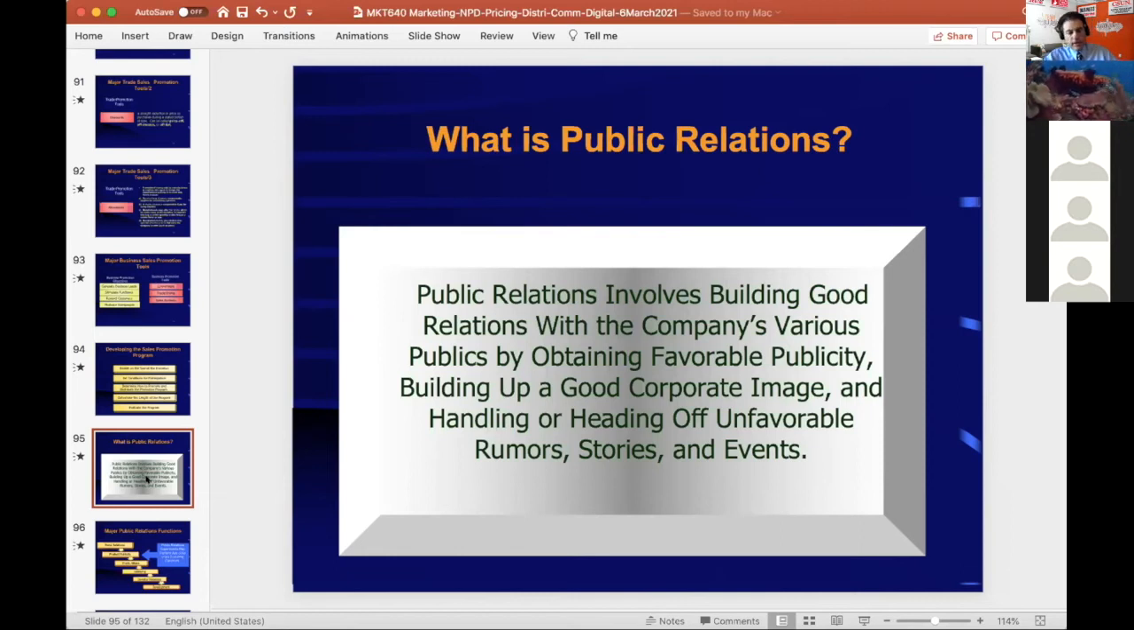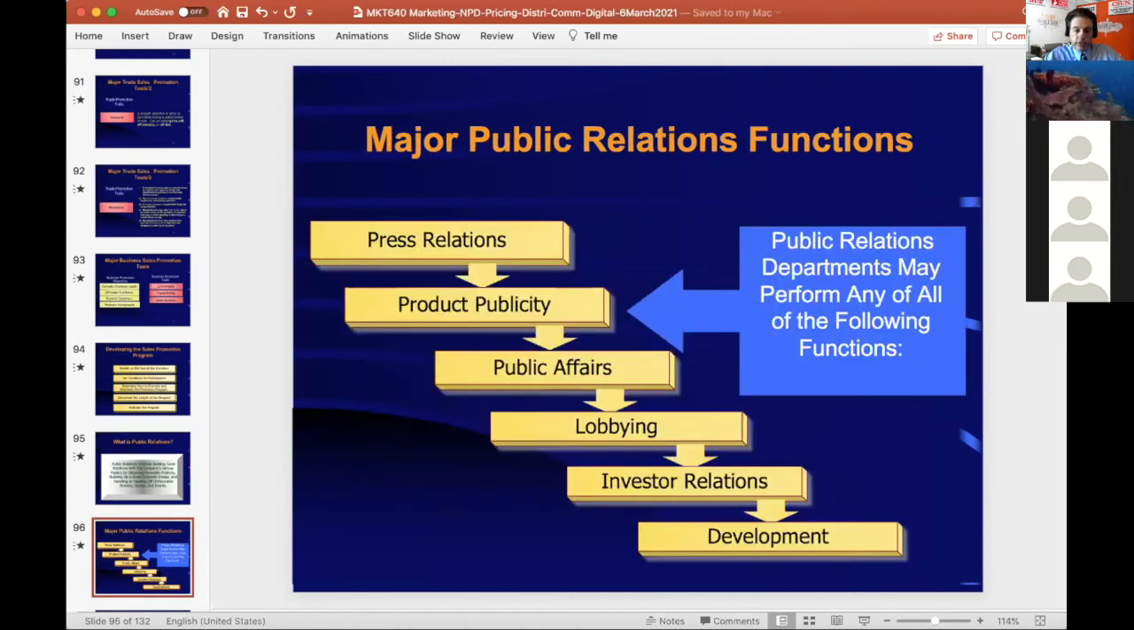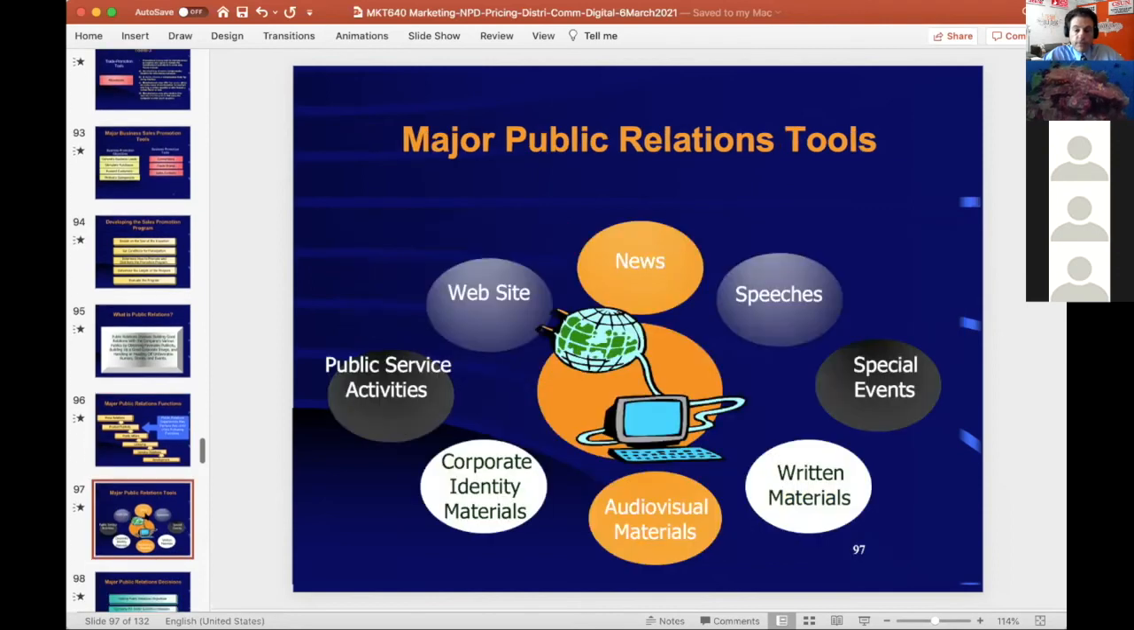And so PR has multiple tasks. The task of press relations, publicity, public affairs, lobbying, investor relations, and development, looking at how we can have more relationships. So they organize the trade shows, for example. They organize the websites. They manage the social media. They manage events. They create all the visual content. They work on the corporate identity, the annual reports. They speak to the media as well. So all of this is extremely important.